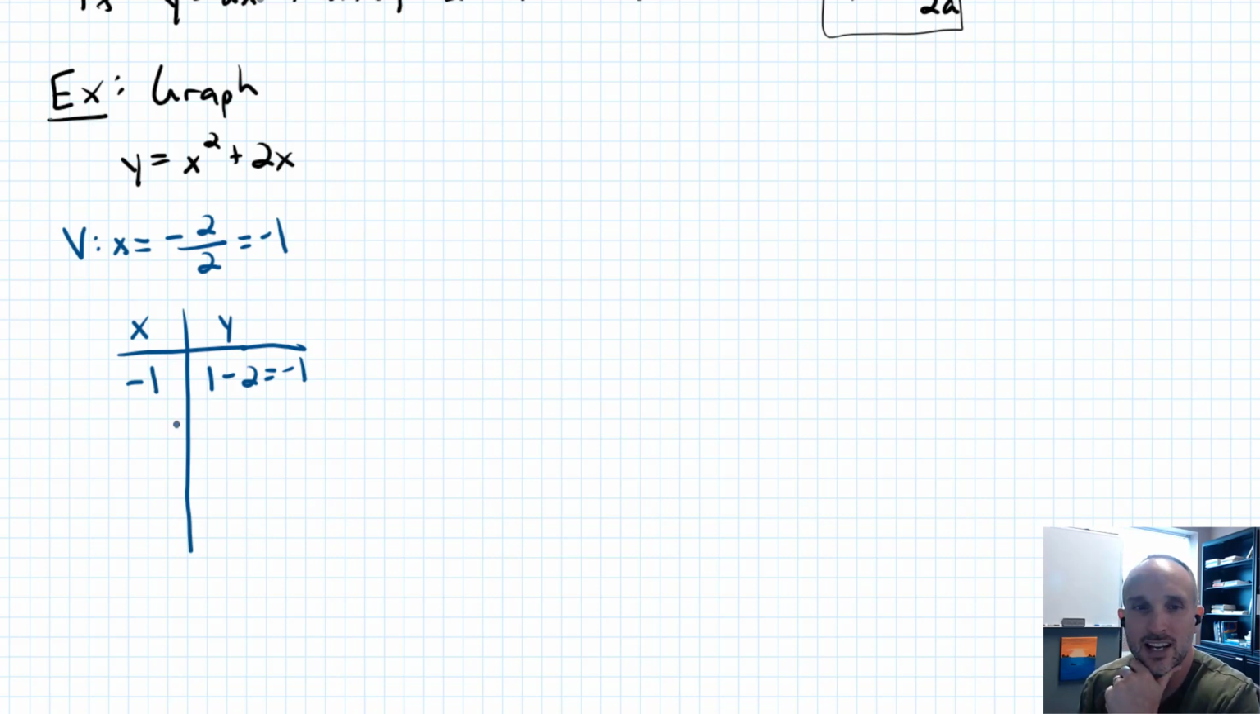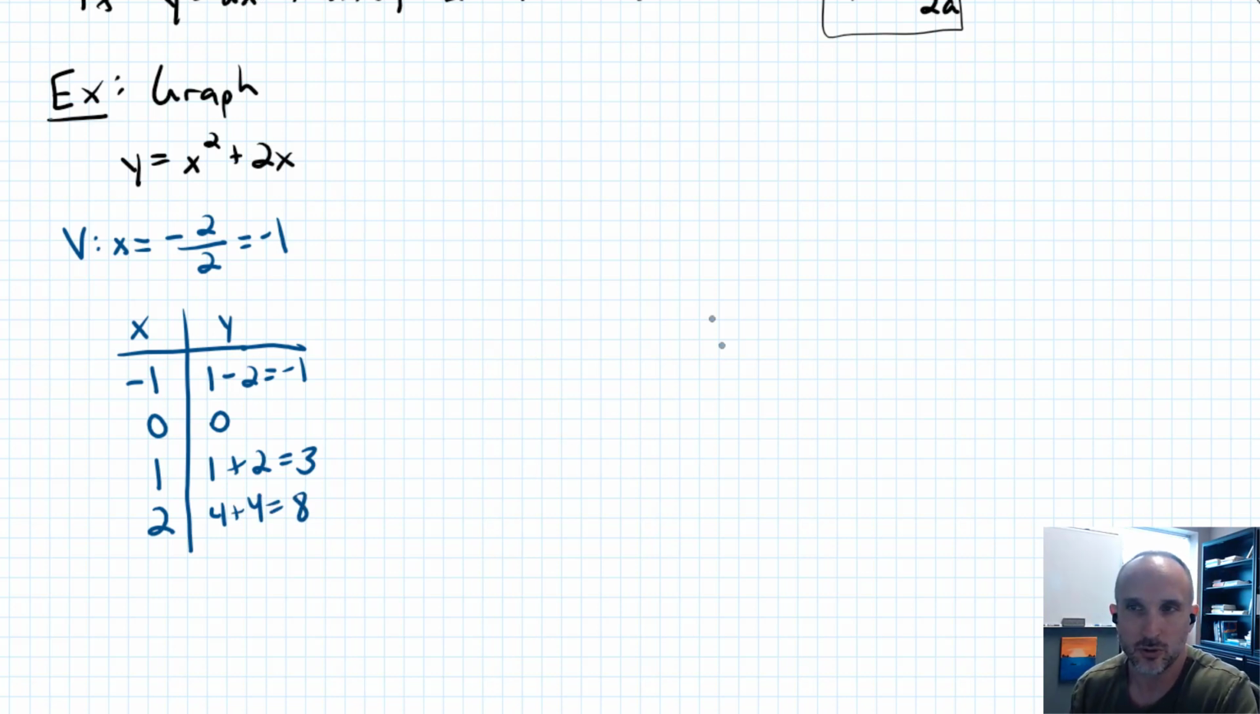Now what I'm going to do here is actually just plot x values bigger than negative 1. I'll show you how that will work in the graph. Let's plug in 0. If we plug in 0 for x, what we're doing is calculating the y-intercept. So if x is 0, y would be 0 squared plus 2 times 0. That's simple. That's 0. Let's plug in 1 for x. Y would be 1 squared, which is 1, plus 2 times 1 is 2, so that would give us 3. Let's do one more point. If x is 2, y would be 4 plus 4, which is 8.